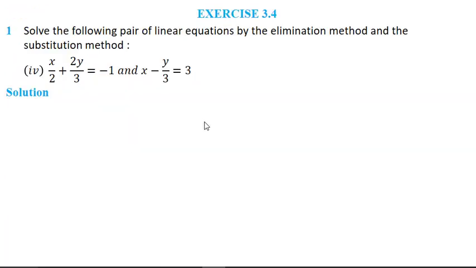Now in the fourth question, x upon 2 plus 2y upon 3 equal to minus 1 and x minus y upon 3 equal to 3. So what I will do is first multiply both sides by the LCM of the denominators. That will make my equation simple, and then I will use the elimination method.